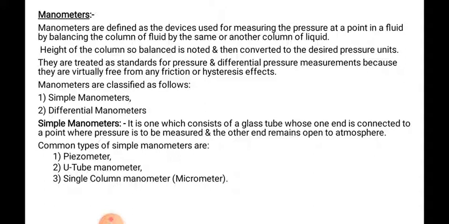They are treated as standard for pressure and differential pressure measurement because they are virtually free from any friction or hysteresis effect. Manometers are classified as follows: simple manometers and differential manometers. A simple manometer consists of a glass tube whose one end is connected to the point where pressure is to be measured and the other end remains open to the atmosphere. Common types of simple manometers are the piezometer, U-tube manometer, and single column manometer.